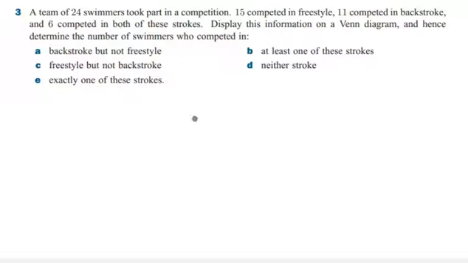Okay, a team of 24 swimmers took part in the competition. 15 competed in freestyle, 11 competed in backstroke, and 6 competed in both of these strokes. Display this information on a Venn diagram and hence determine the number of swimmers who competed in backstroke but not freestyle, at least one of these strokes, freestyle but not backstroke, neither stroke, exactly one of the strokes.